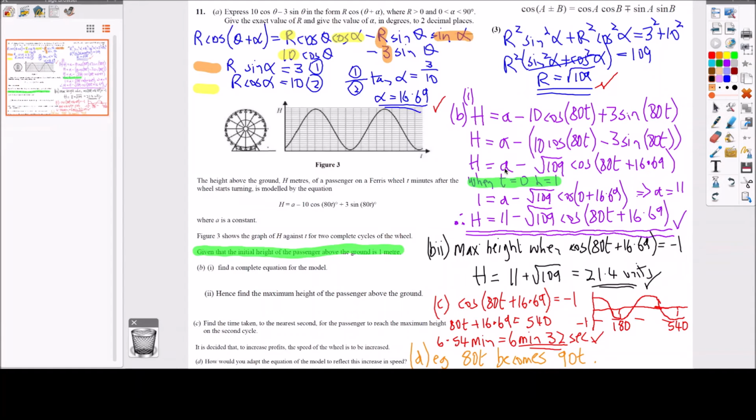Now, in order to work out the constant A, we've got a fact, haven't we? We know the initial height of the passengers above the ground is 1 meter. So when t is 0, H is 1. So substitute that in, H being 1, t being 0. And then working that through, we get A being 11. So our final equation is H equals 11. Take away all of that stuff.